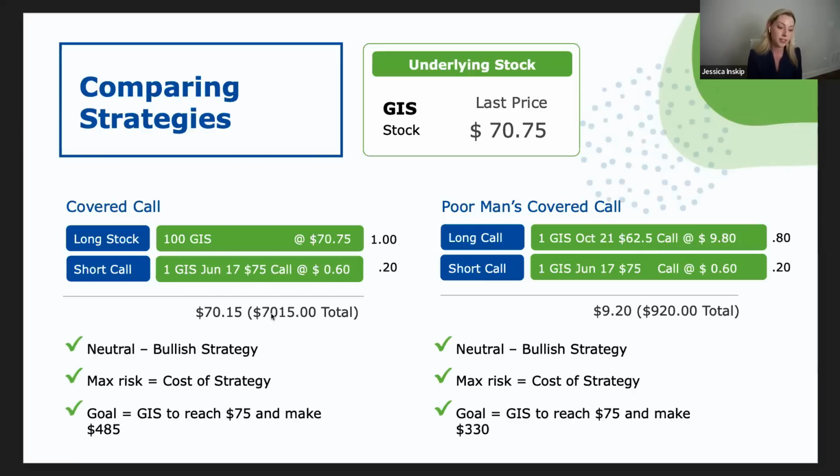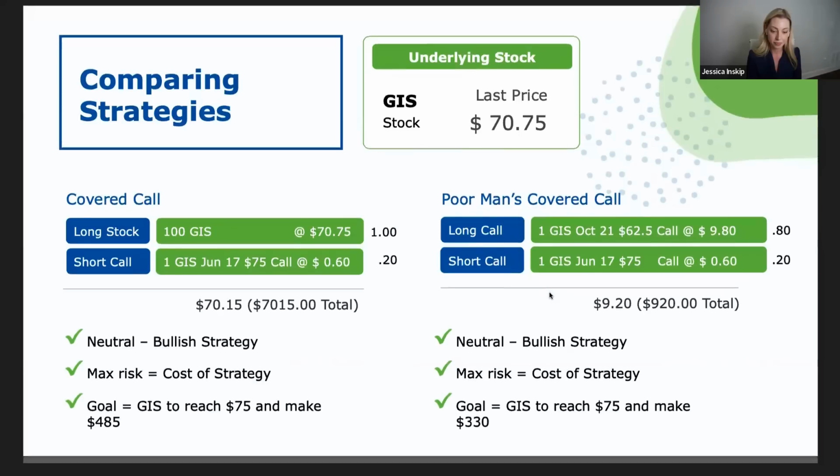Max loss is equivalent in both of these cases to what you paid for. So max loss for the poor man's covered call is 920, and this one is 7,015, because the stock could theoretically go to zero. This one's going to expire though, so again, requires more trade management. All right, let's move on.